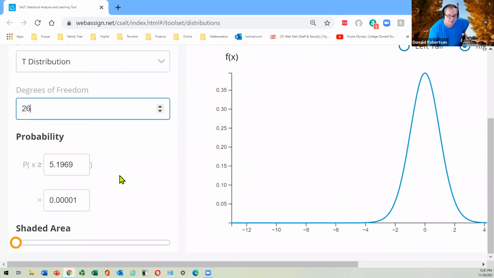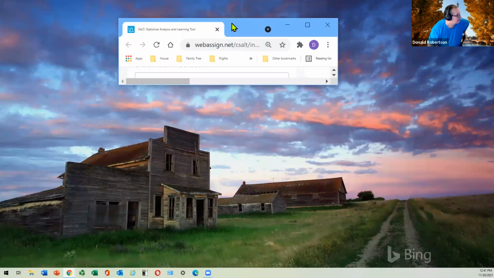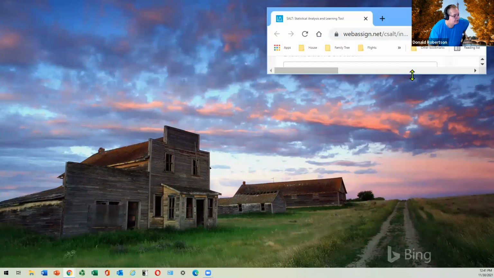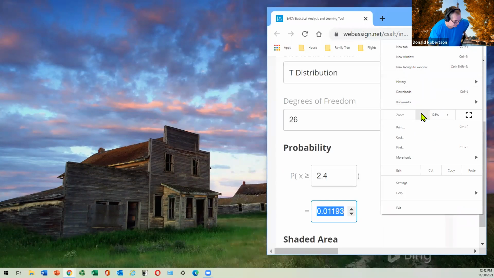And then I want to know, the alternate hypothesis is mu greater than mu naught. So that means I'm looking for greater than 2.4. And the p-value comes out here. Let's see if I can maybe put them side by side. That might make it a little bit easier for you to see where I'm getting all these numbers from.